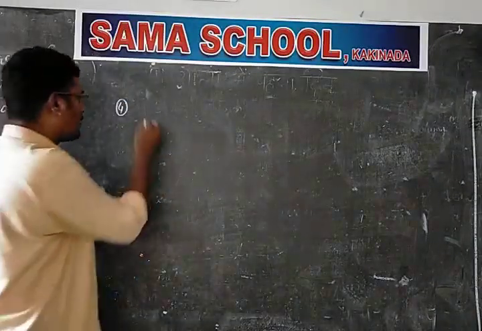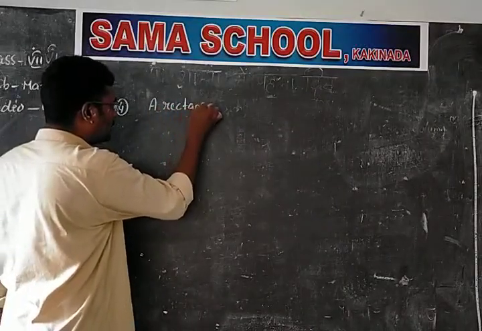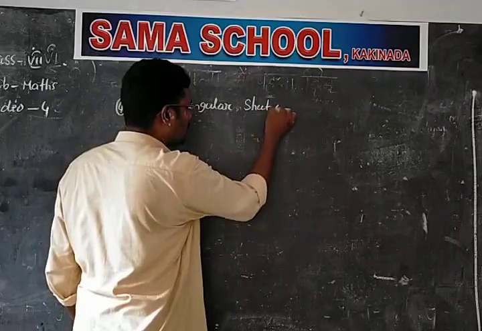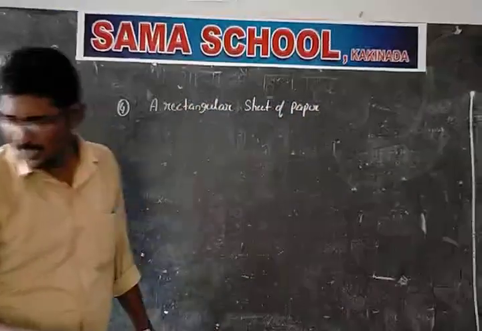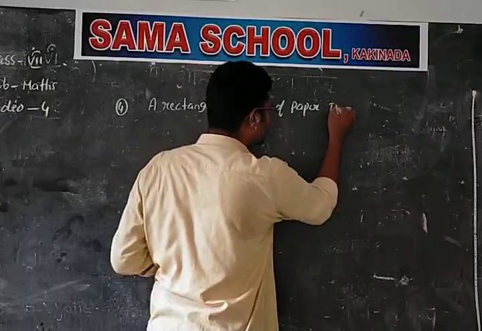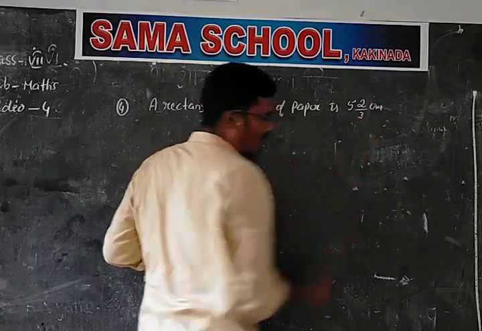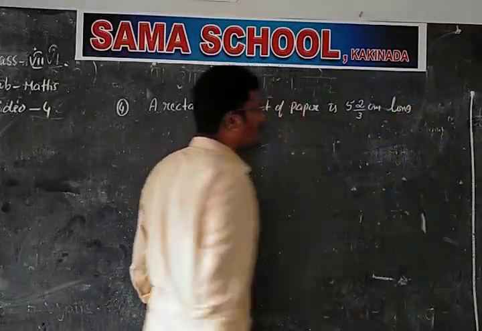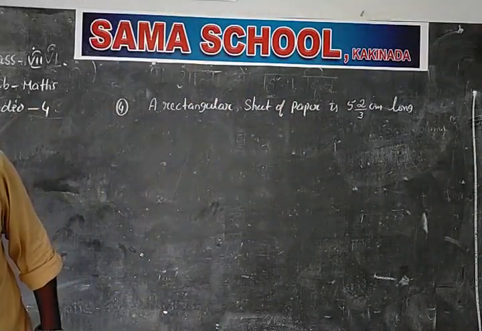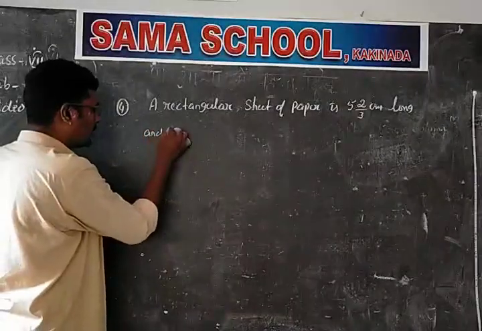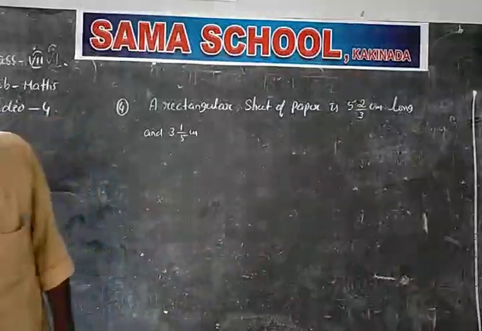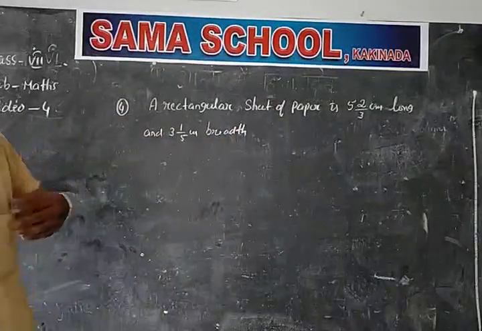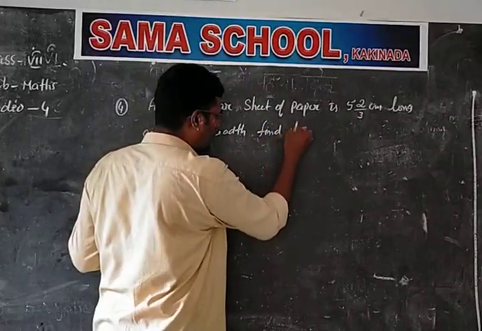A rectangular sheet of paper is 5 2 by 3 centimeters long, and its breadth is 3 1 by 5 centimeters. Find its perimeter.